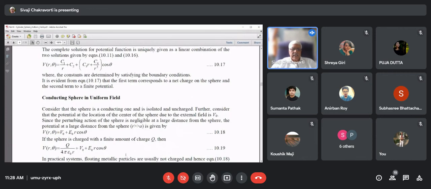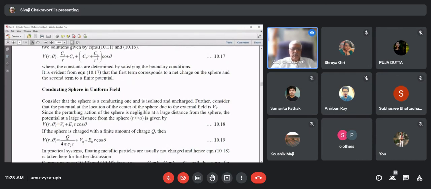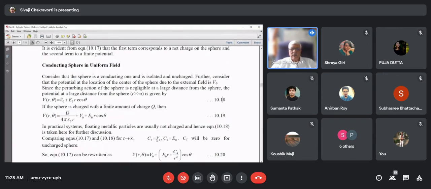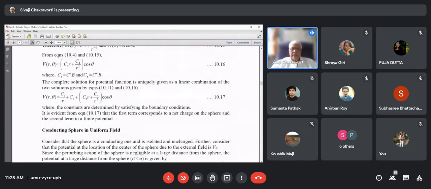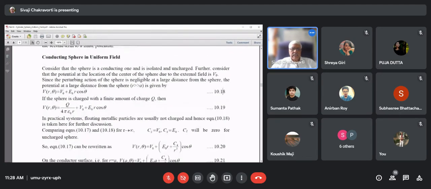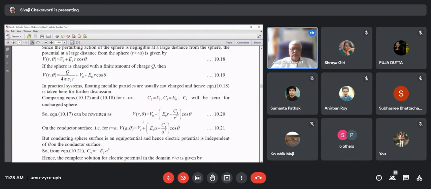C1 will be 0 for uncharged sphere, that I have already explained. So we write this equation, that is 10.17, after modifying it with the necessary field condition given by equation 10.18. But still I find that this coefficient C4 is unknown. So what I can do is, I can say that on the conductor surface, that means when R is equal to A, then this is V(A, theta), equation 10.21, when I have substituted R by A.